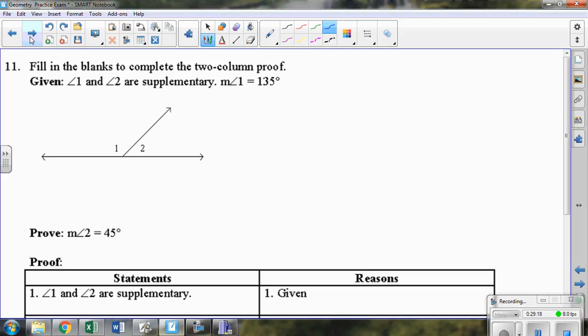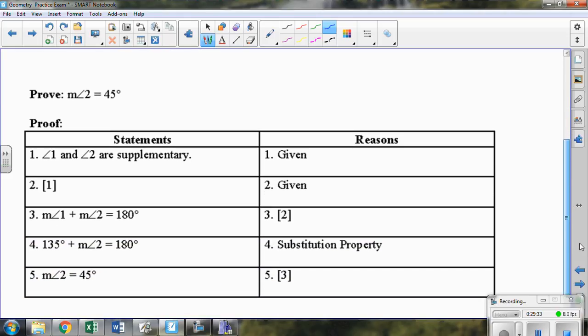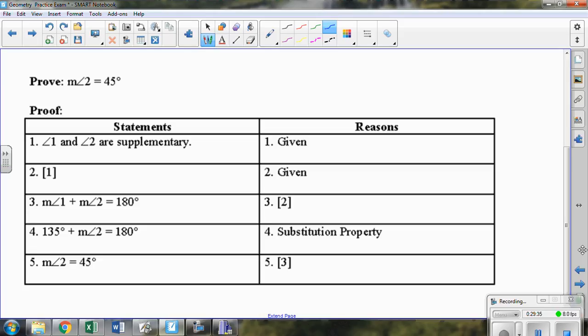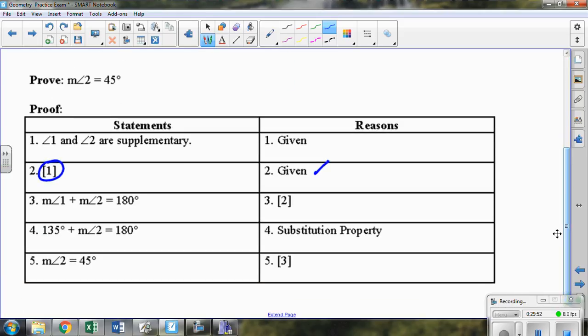Continuing further, fill in the blanks to complete the two-column proof. We'll start by noticing the given. Angle 1 is supplementary with angle 2, and we're given the measure of angle 1 equals 135 degrees. And we're trying to prove angle 2 has measure of 45 degrees. So running through them, first piece here with number 1. What statement do we know is true since it was given? Of course, we'll go right back up to the top and see we've already used the fact that they're supplementary. So we need to know the measure of angle 1 equals 135 degrees.